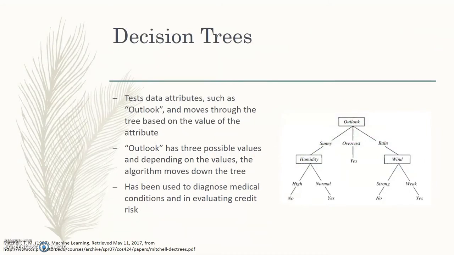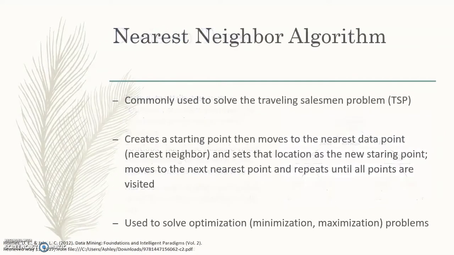So decision trees test data attributes such as outlook here. It moves through the tree based on the value of the attribute. So outlook has 3 possible values: sunny, overcast, and rain. And depending on the value of the attribute, it moves down through the tree. So if you start out with outlook and the value is sunny, then it moves to the next attribute, which is humidity. This is a pretty cool algorithm. It has been used to diagnose medical conditions and in evaluating credit risk of loan applicants.